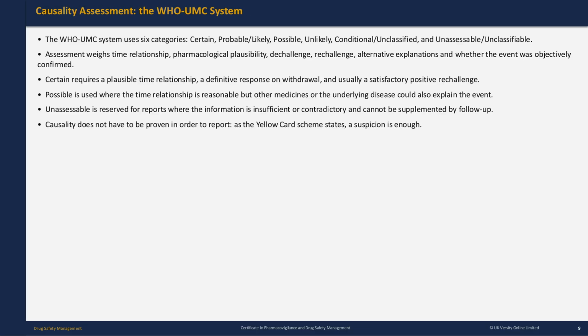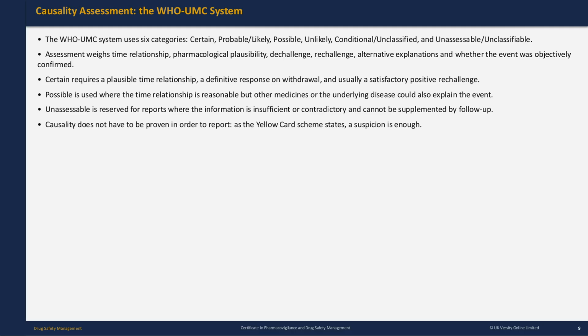Causality assessment, the WHO UMC system. The WHO UMC system uses 6 categories: certain, probable or likely, possible, unlikely, conditional or unclassified, and unassessable or unclassifiable. Assessment weighs time relationship, pharmacological plausibility, de-challenge, re-challenge, alternative explanations, and whether the event was objectively confirmed.